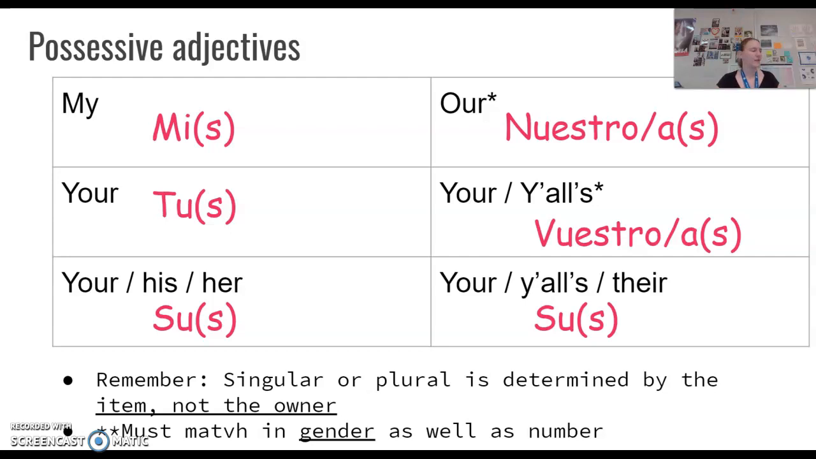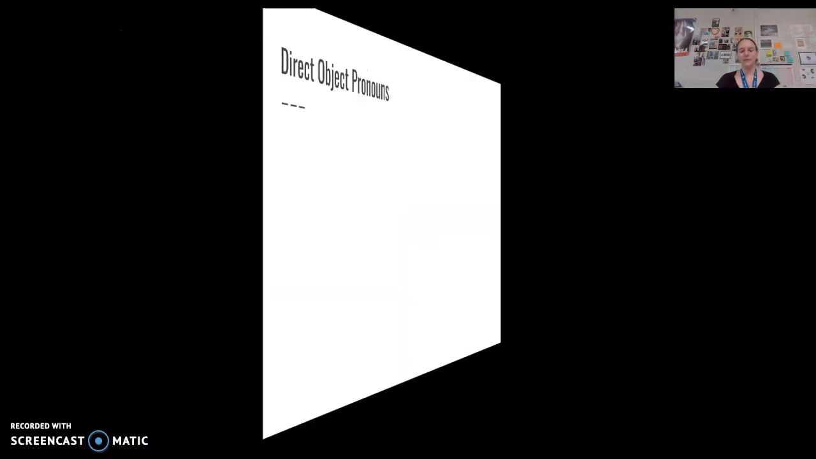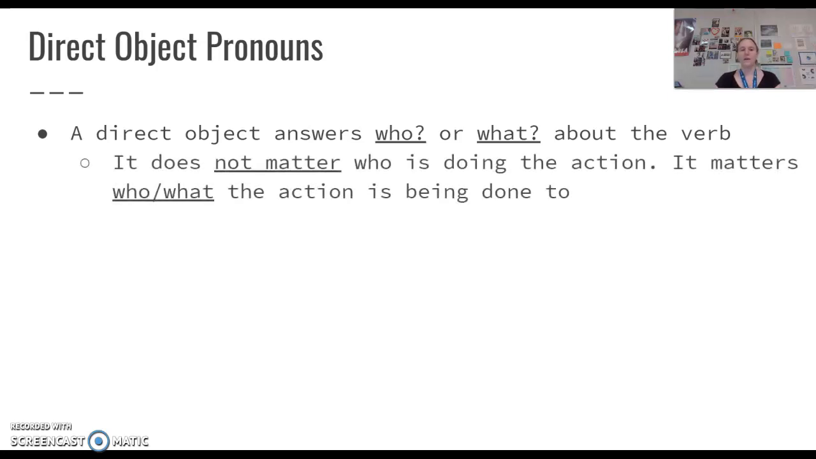Okay. Next thing we are going to talk about are the direct object pronouns. Direct object pronouns answer the question, who or what about the verb. This is one of the last things that you learned in Spanish 2 last year. Okay? It doesn't matter who's doing the action. It matters who or what the action is being done to. Okay?